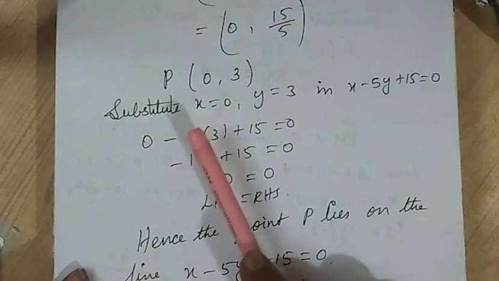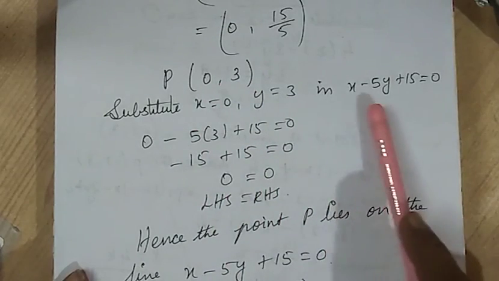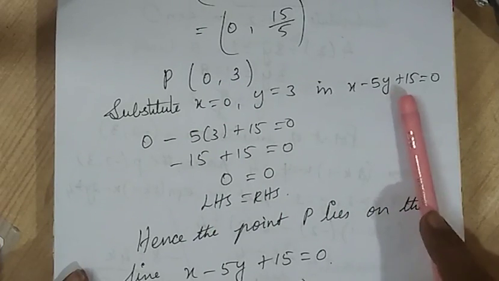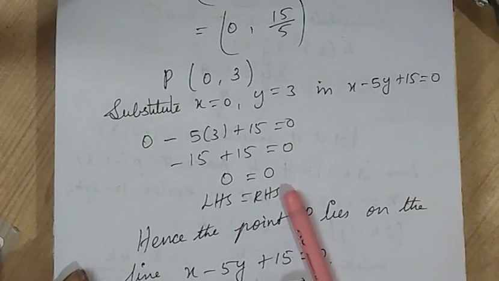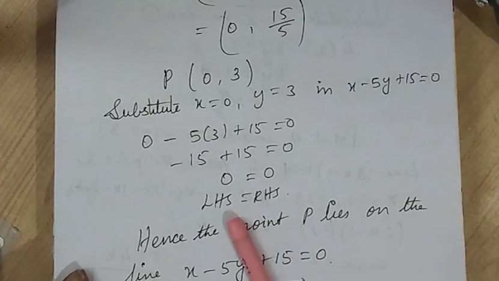Substitute the values of x and y in the equation x minus 5y plus 15 is equal to 0, and solve it. Left hand side you will get 0, and right hand side you will get 0. If left hand side and right hand side are equal, then we can say the point P lies on the given line x minus 5y plus 15 is equal to 0.